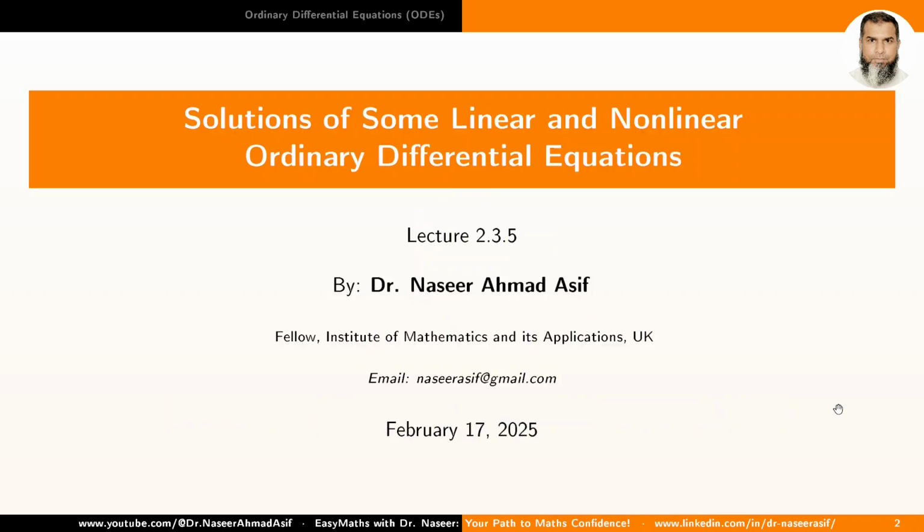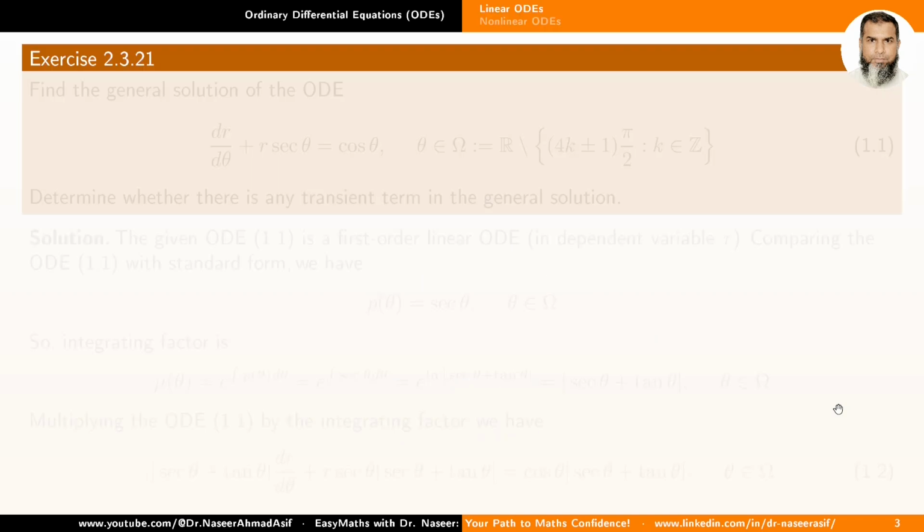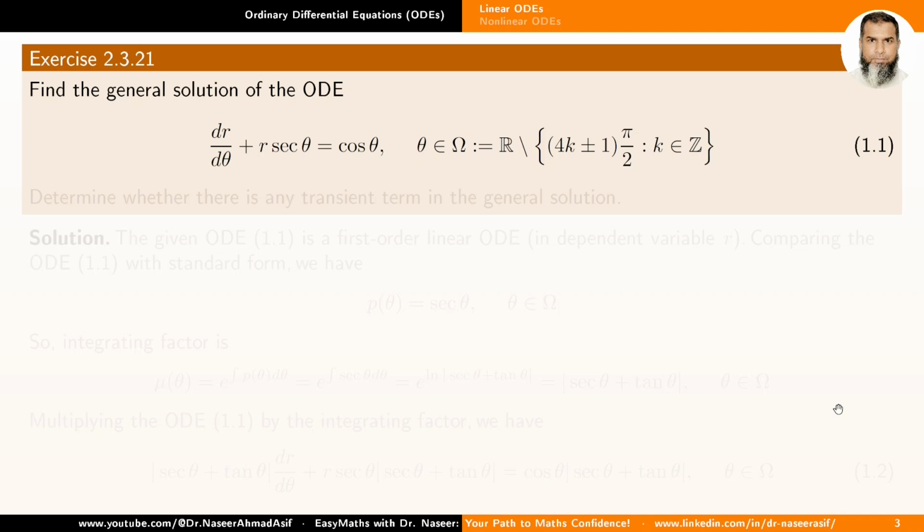Well, in today's lecture, we will see some exercises related to first order linear ODEs and initial value problems. We'll see an exercise. Find the general solution of the ODE dr by d theta plus r secant theta is equal to cosine theta, where theta belongs to omega, which is defined as R other than (4k plus minus 1) into pi by 2, where k belongs to Z. Determine whether there is any transient term in the general solution.